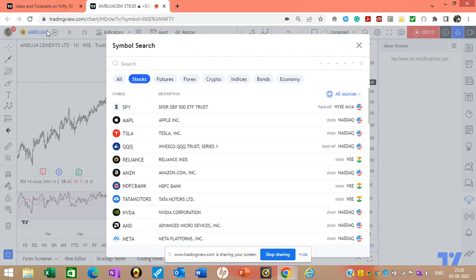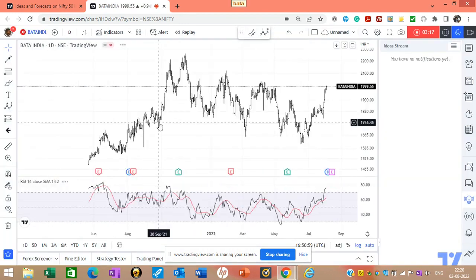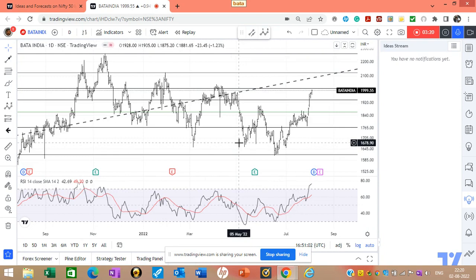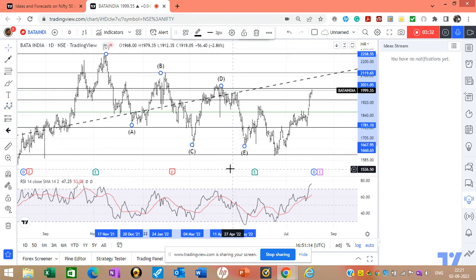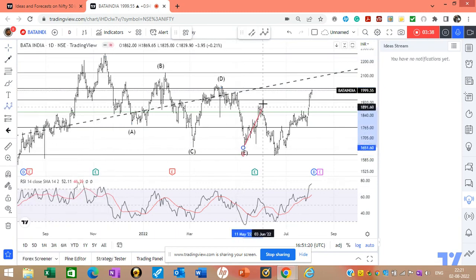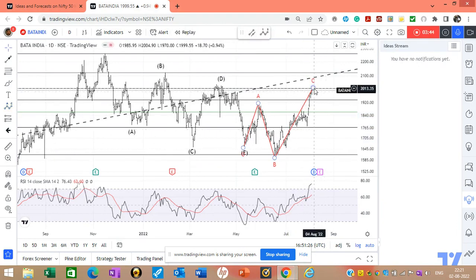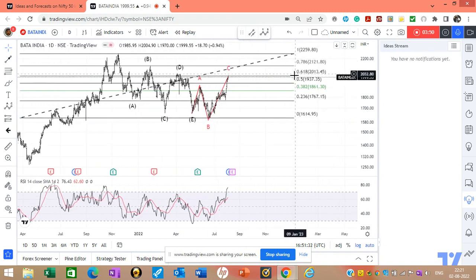So this is when they appear as, we take one more, Bata India. Now this pattern is somewhat similar to the Nifty pattern. This is Bata A, B, C, D and E, and this is A, B and C, expanded flat correction. Here the retracement is around 61%. This is 0.618 ABC. Similar pattern, just like in Nifty.